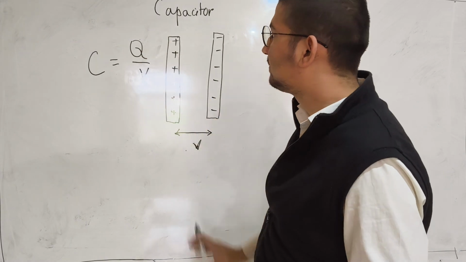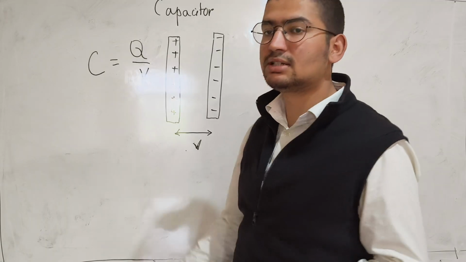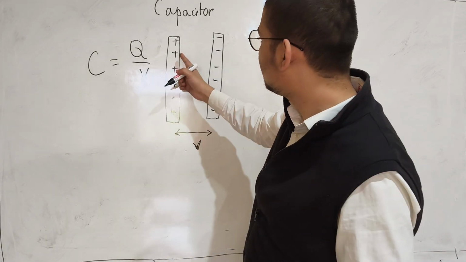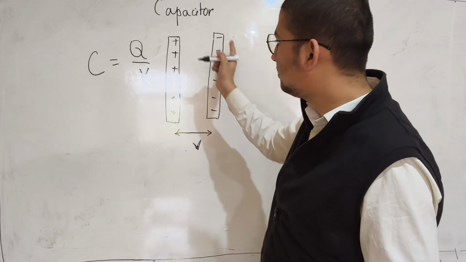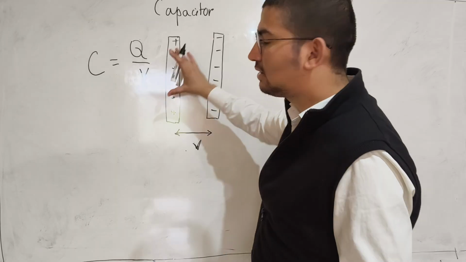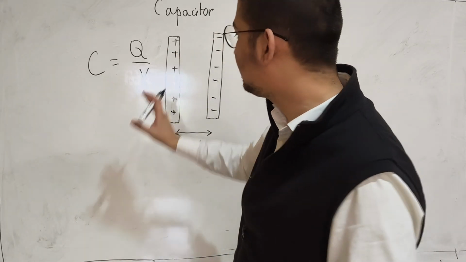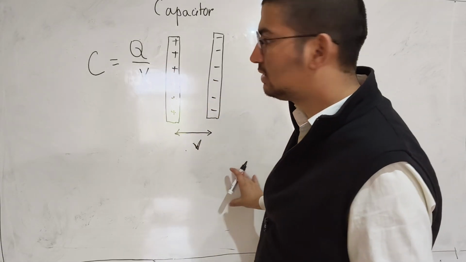Q is the charge of this capacitor. So the charge here, Q, is the charge of any one plate. You can take it as the charge of the positive plate or the negative plate. We are talking about the magnitude of charge. So it's not the addition of the charges, because when you add the charges you get 0, because you have equal positive and negative charges.